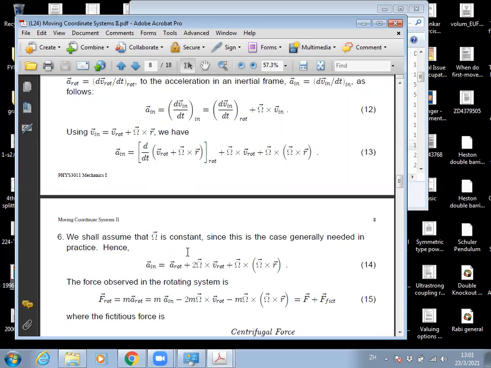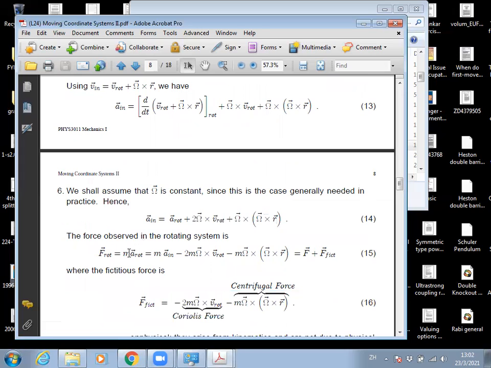So for an observer in the inertial frame, he measures this acceleration. For an observer in the rotating frame, he measures this acceleration. So the two results are different. How can we make sure that they can communicate and get consistent results? We have to add these two terms. These are two fictitious terms.